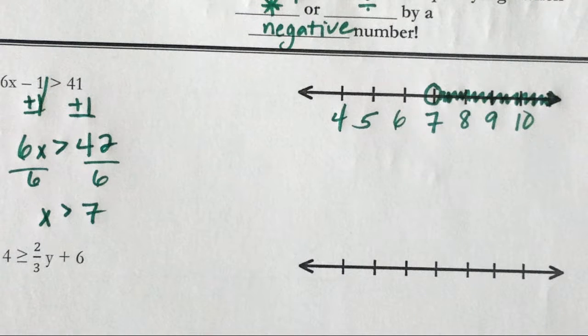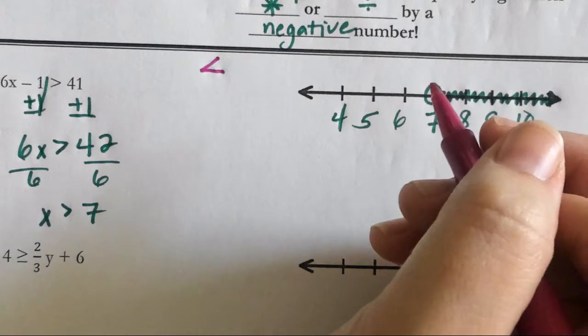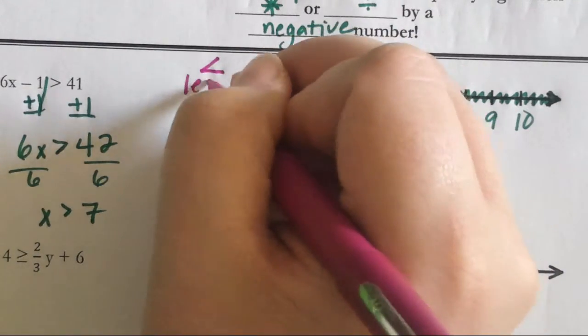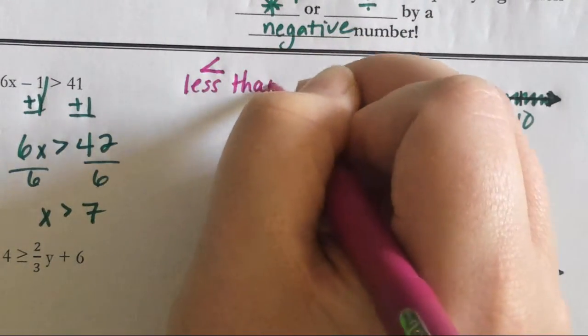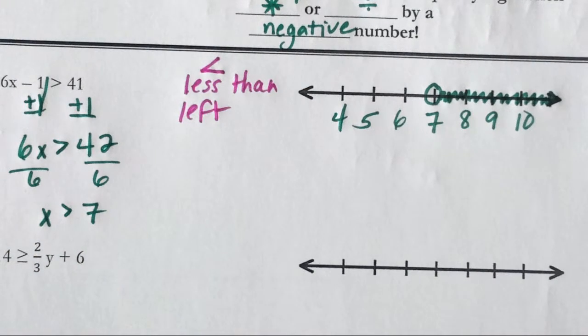If you have forgotten how to shade, meaning you've forgotten when is greater than to the right or is greater than to the left, my hint to you is that less than starts with what letter? L. And so does the word left. So less than you shade to the left, greater than you shade to the right. Just a gentle, friendly reminder.